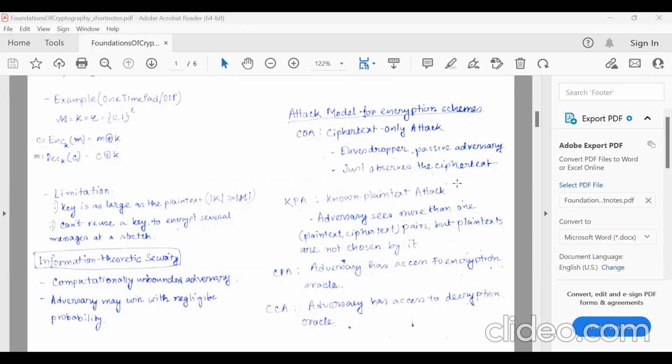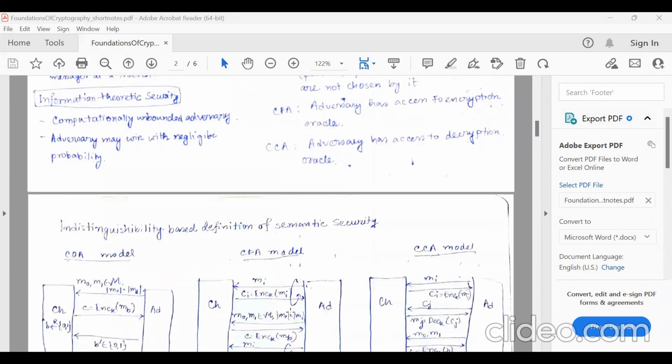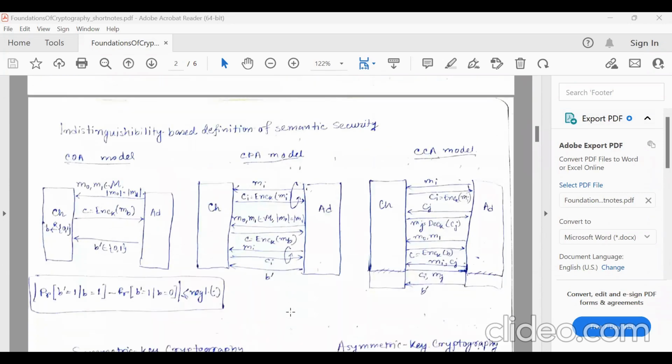Okay. So those are the concepts of various attack models. And about the game, just now I said that there is an indistinguishability based definition of semantic security for these three models: COA, the ciphertext only attack model; CPA, the chosen plaintext attack model; and CCA, the chosen ciphertext attack model.